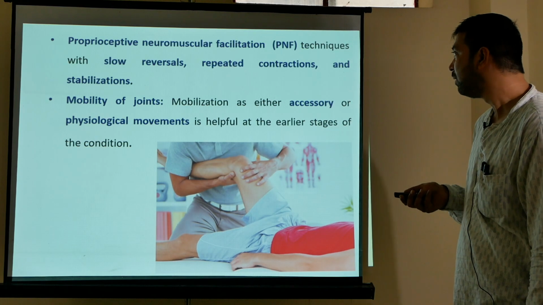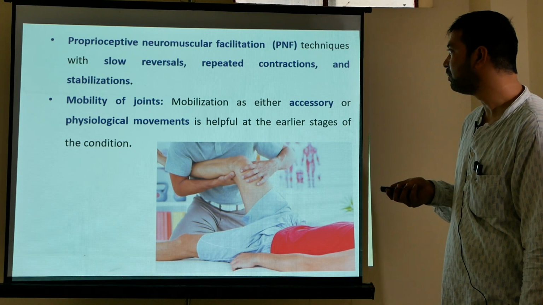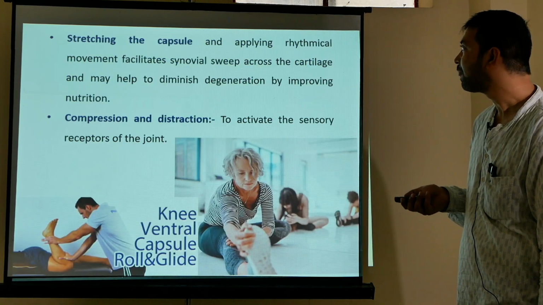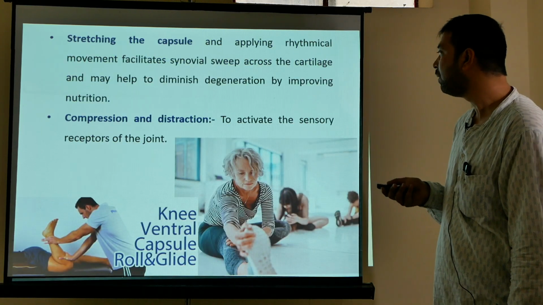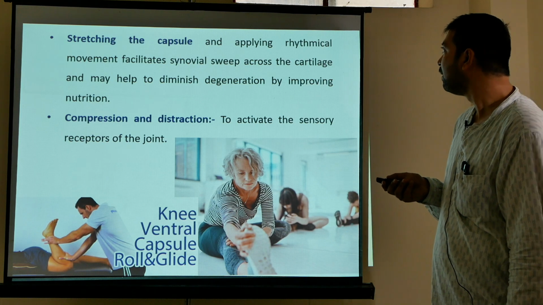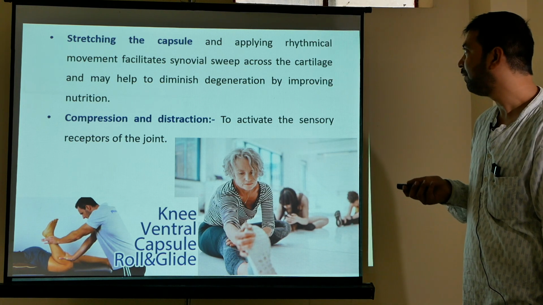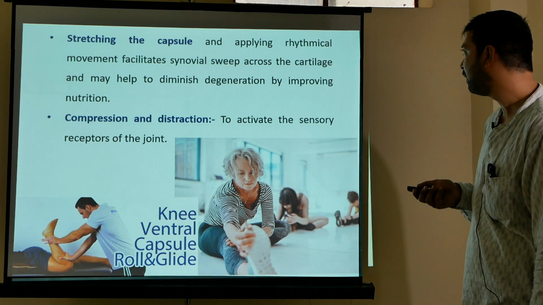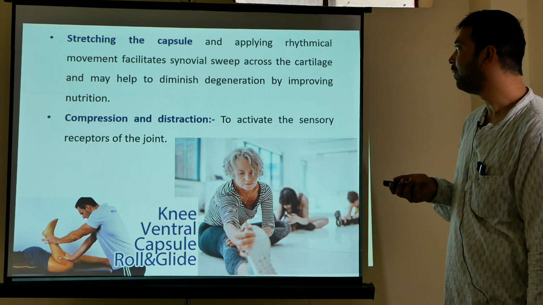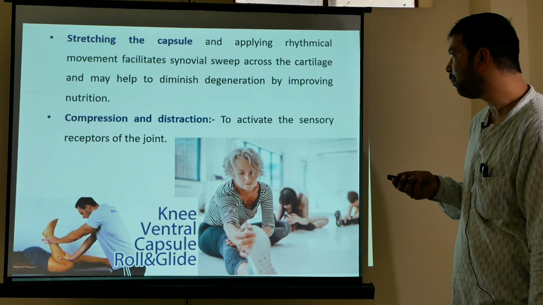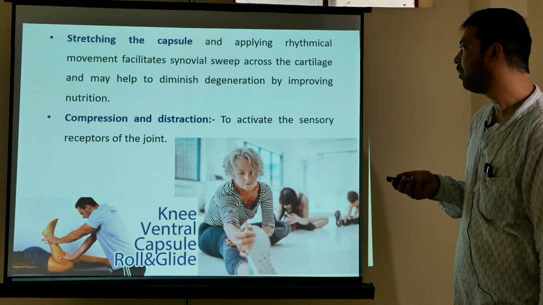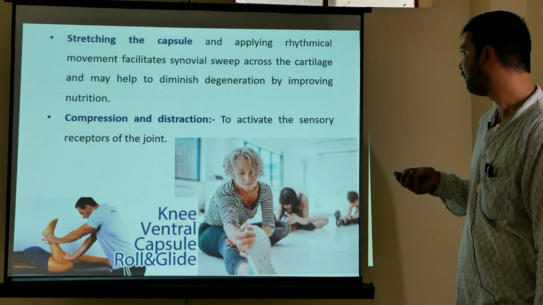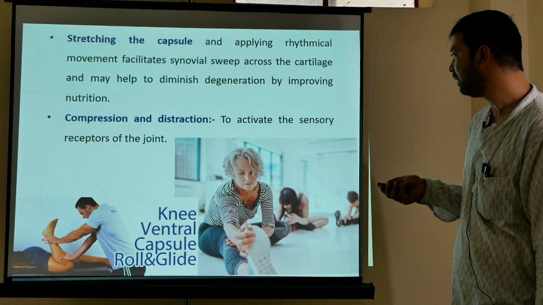Mobilization of the joint, either accessory or physiological movement, is helpful at the earlier stage of the condition. Stretching exercise, a stretching program of the capsule of the joint, and applying rhythmical movement facilitates synovial sweep across the cartilage and may help to diminish degeneration by improving nutrition. Compression and traction, a kind of joint manual therapy, we do in clinical practice to activate the sensory receptors of the joint.